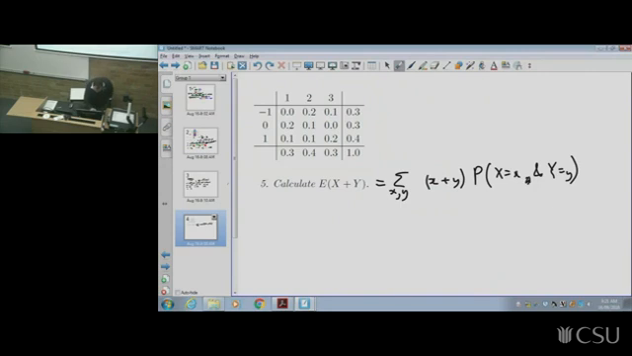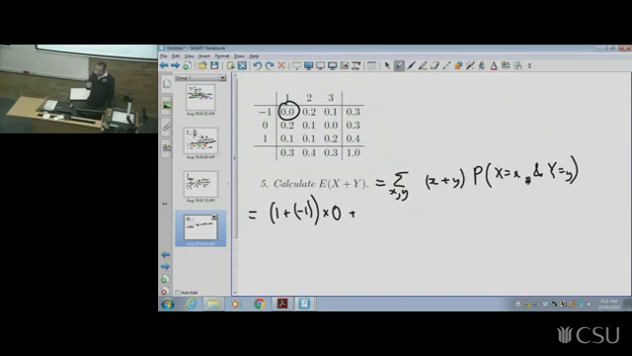So I'll just write down this sum. There's options. Basically, let's consider x equals 1. And what's the first y value you might consider? -1. What's the probability of getting both x equals 1 and y equals -1 at the same time? That's 0. It can't happen, that's correct.